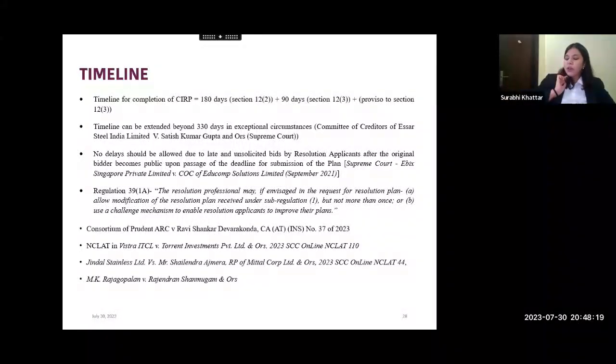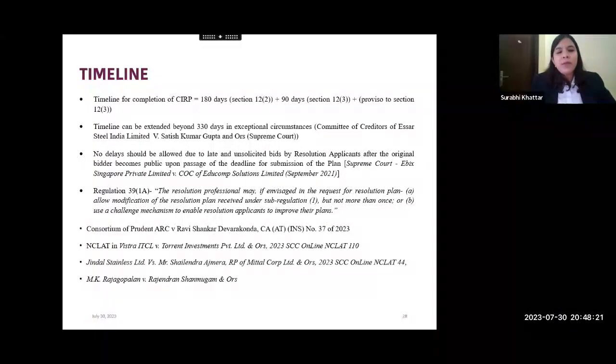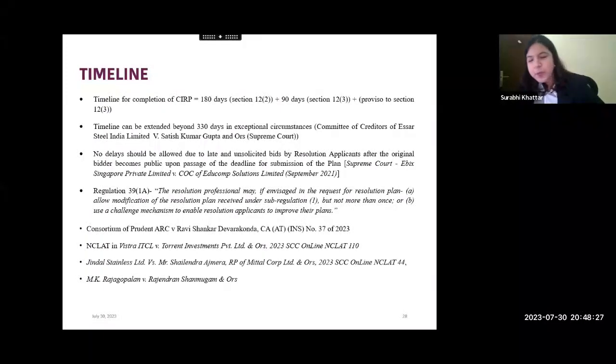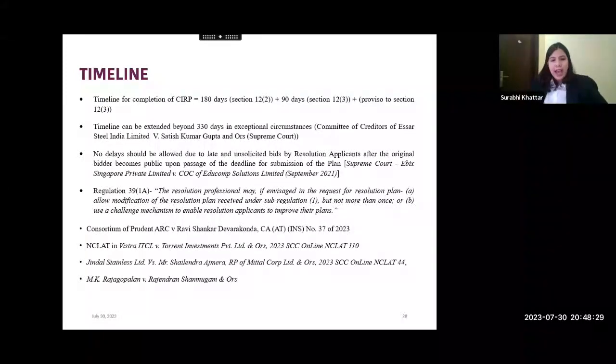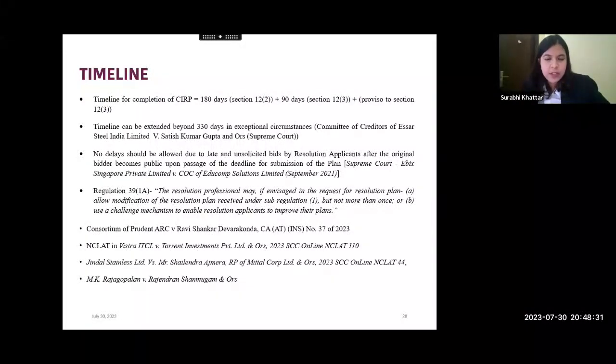Now, another important issue is the conundrum between time-bound resolution versus value maximization. As per Section 12 of the Insolvency and Bankruptcy Code, CIRP is to be concluded within 180 days, which can be extended by a further 90 days, and ultimately within 330 days, including the litigation period, CIRP ought to be concluded.